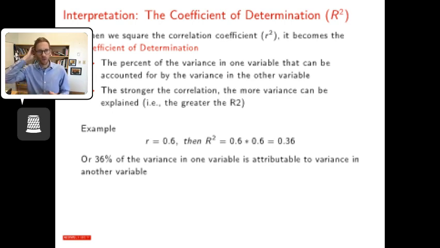So if we determine that our correlation is 0.6, so that's a moderate correlation, if we square R, we get an R squared of 0.36. And what that says is that 36% of the variance in one variable is attributed to variance in another variable, okay? And it doesn't posit a direction. It's just they're both doing it for each other. But 36% of the variance in one variable is attributable to variance in another.